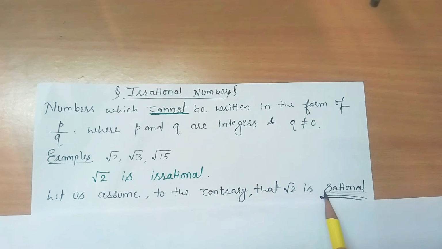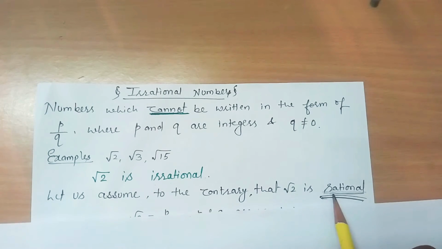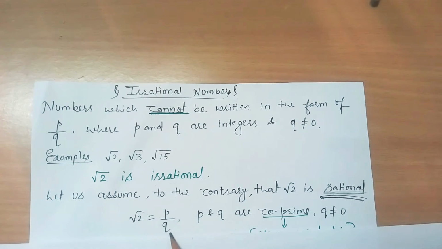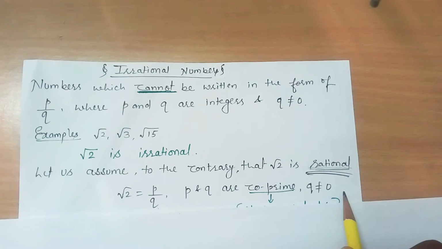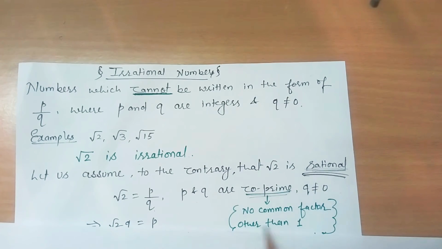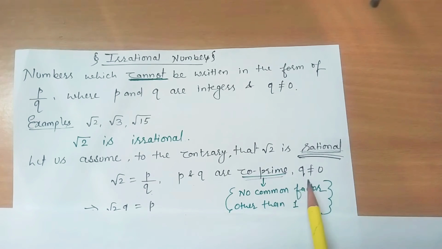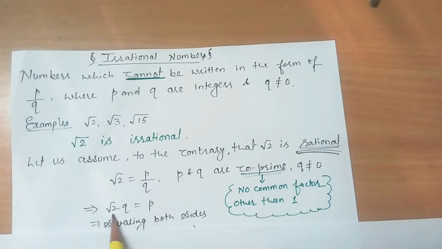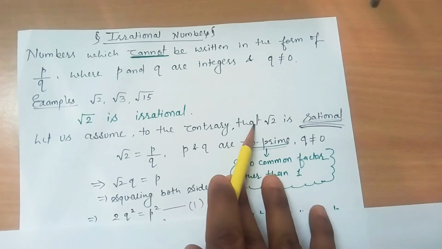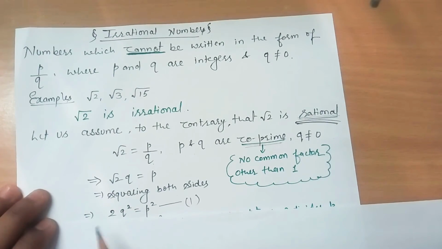Since we have assumed that root 2 is rational, it means root 2 can be expressed in the form of p by q, where p and q are co-prime and q is not equal to 0. Co-prime means no common factor other than 1. Now transpose this q to the LHS and square both sides. So we'll get one equation, 2q square is equal to p square.